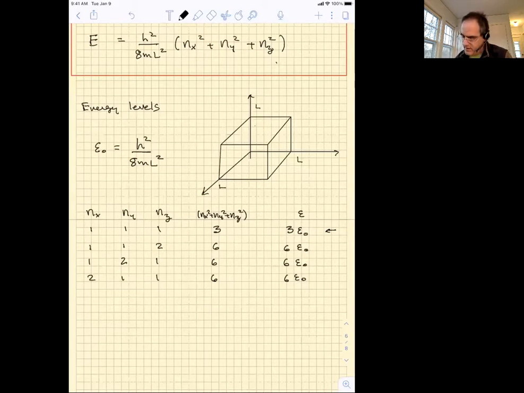Okay, here's another block of states. How about 1, 2, 2? So the energy for this one, well, 2 squared is 4, so 4 plus 4 plus 1, that's 9 E0. Okay? And in this case also, there are 3 states with the same energy, or 3 degenerate states.